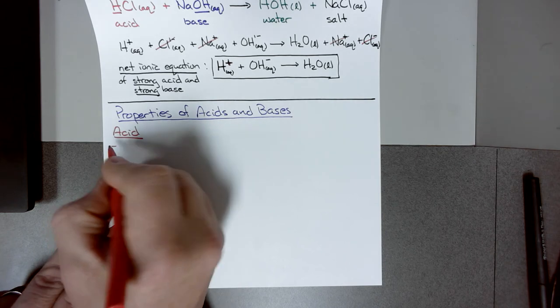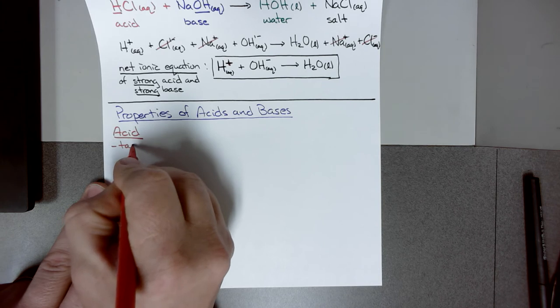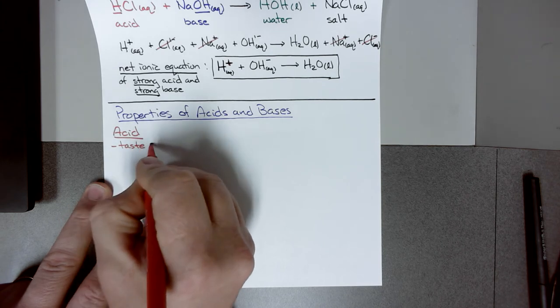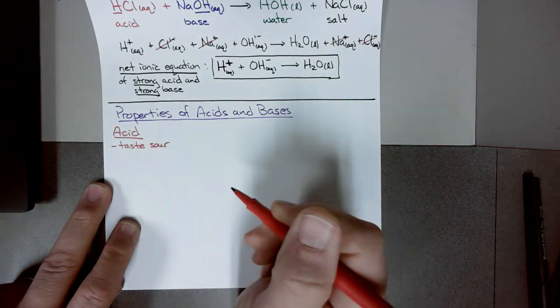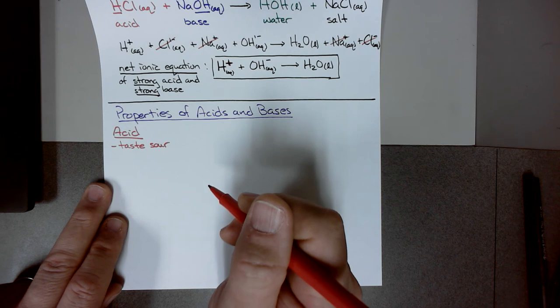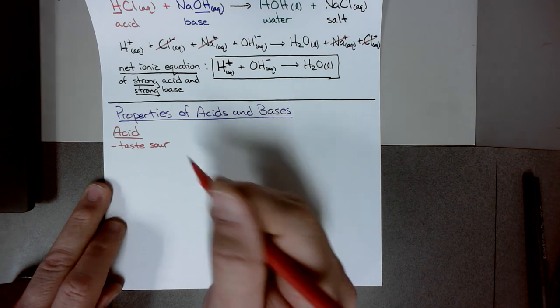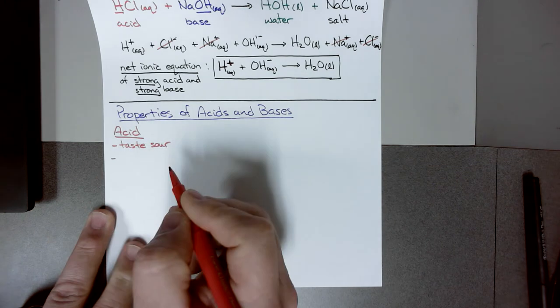Acids taste sour. Now, don't taste an acid, but what I mean by taste sour is like weak acids, like citric acid or acetic acid. Those you do taste, because vinegar is acetic acid and they taste sour. But you don't want to taste an acid in lab.